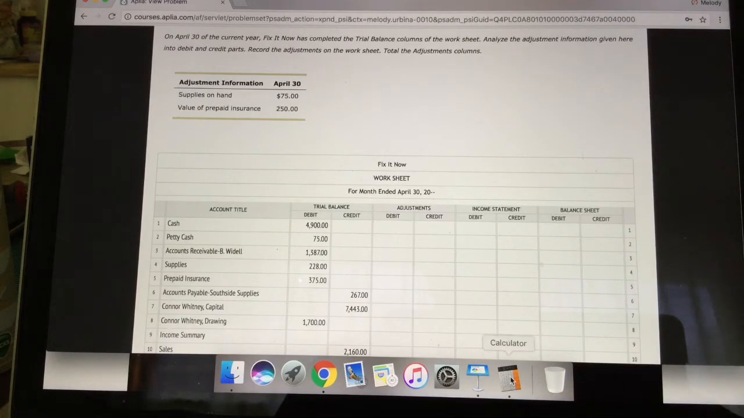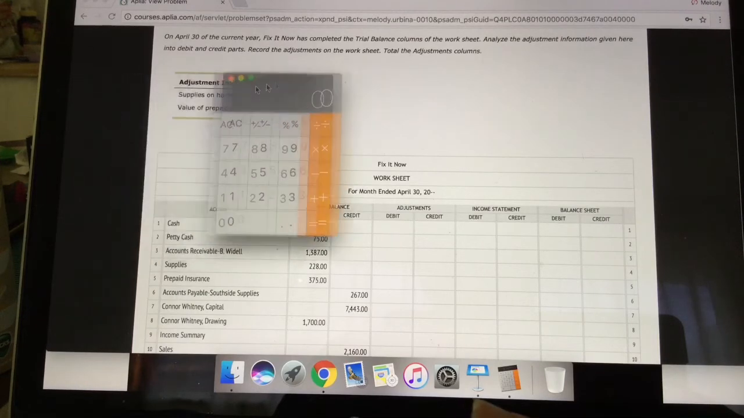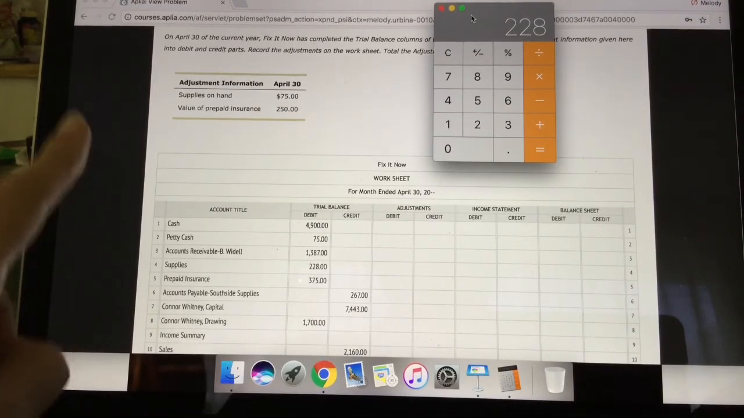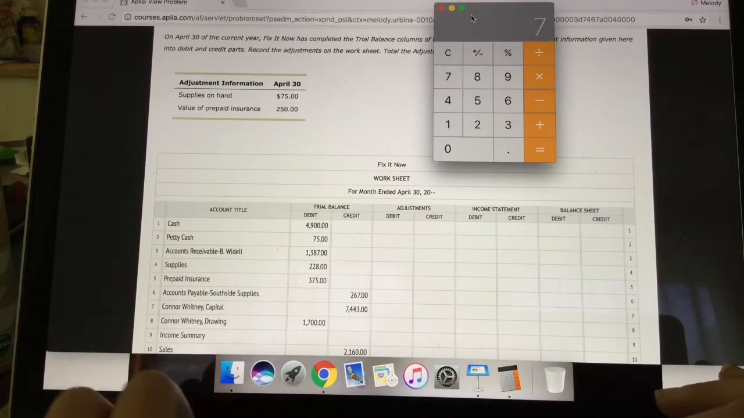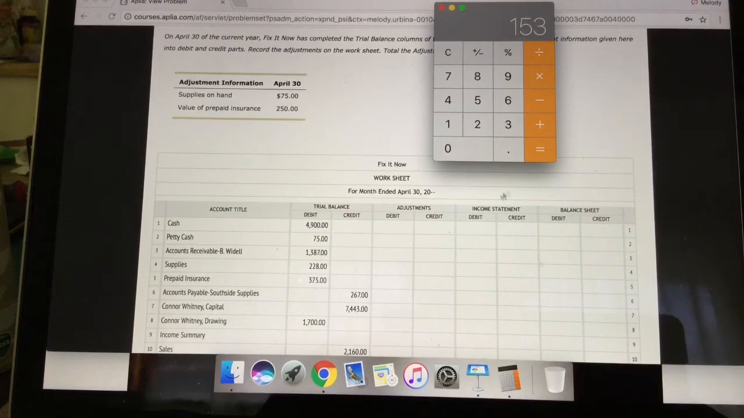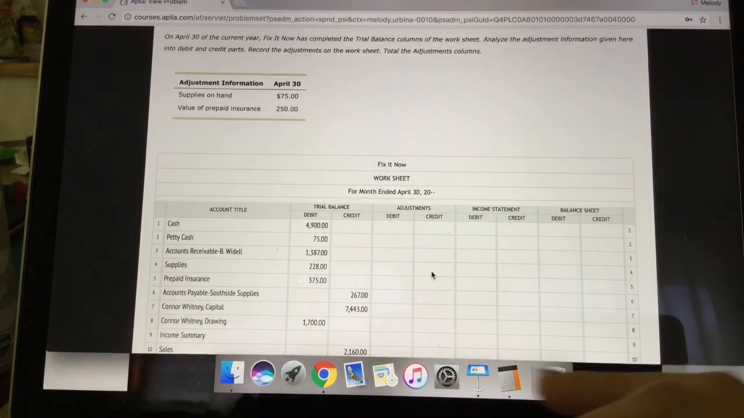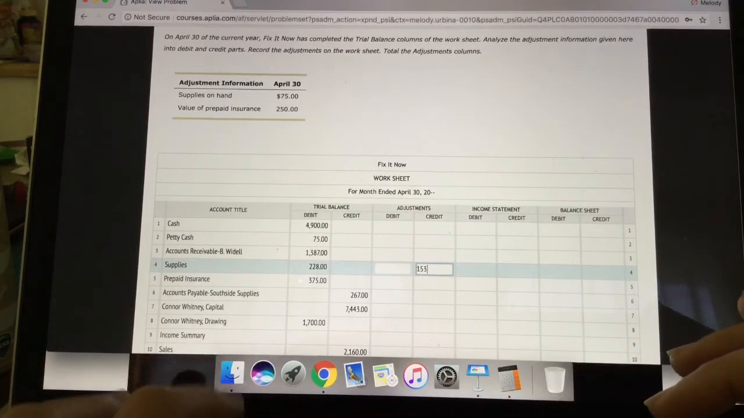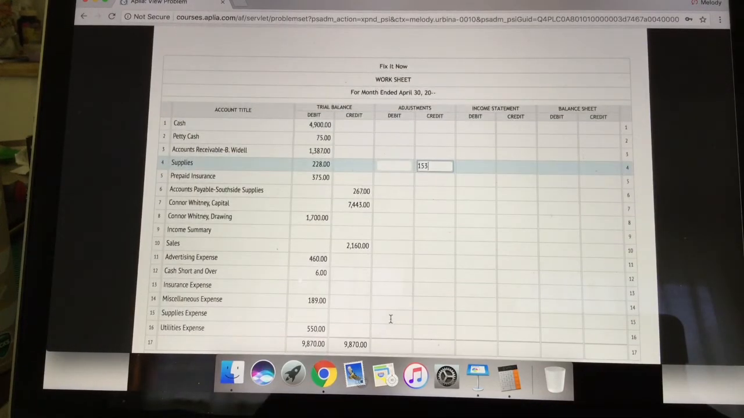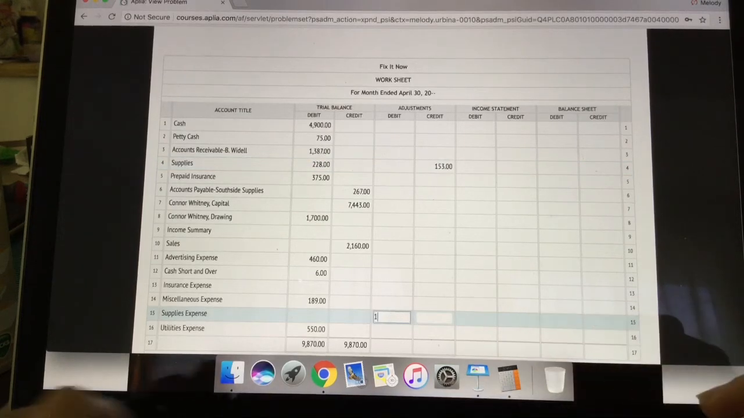So the first one we'll do is supplies. Currently, as of January 31st, we have $228 in our supplies. They're saying that as of April 30th, we have 75. So I'm going to subtract 75. My adjustment will be made for 153. And again, since I am reducing my supply amount, I will credit the adjustment of 153. Make sure that you're also crediting or debiting the expense. So I'm going to go to supplies expense, and it'll also be 153.